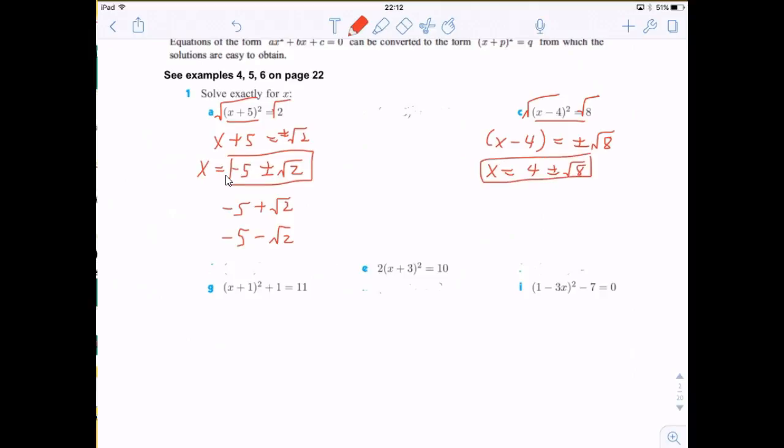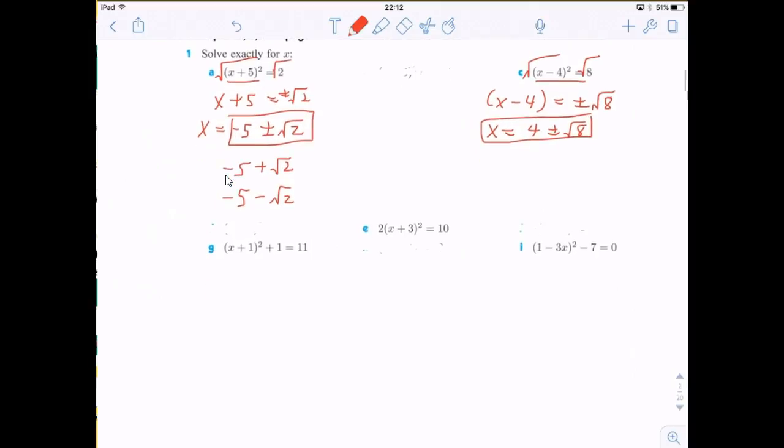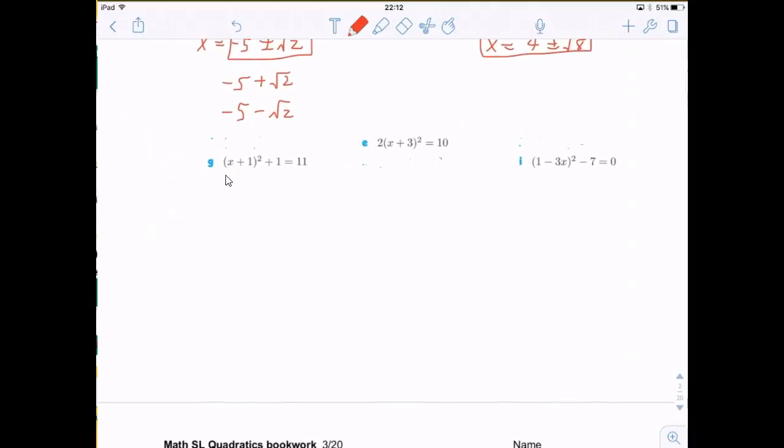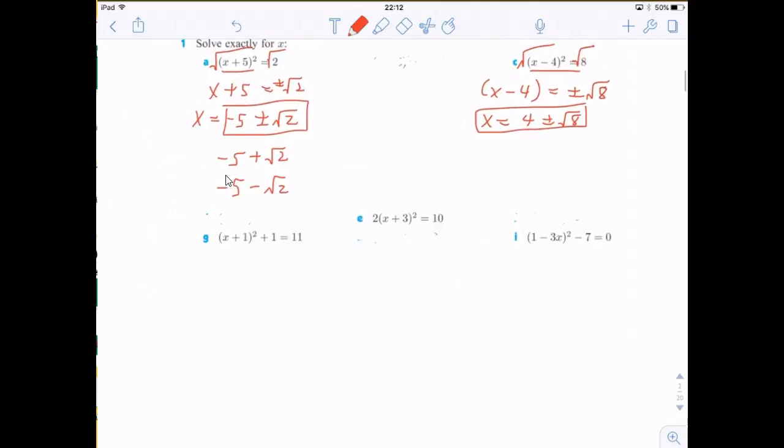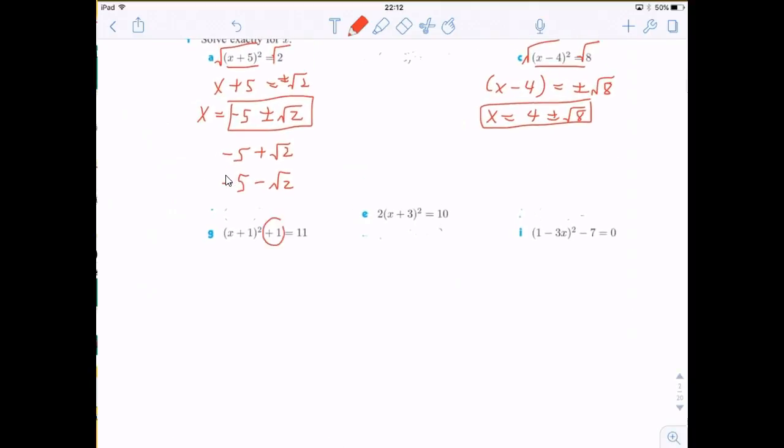Okay? And then you're thinking, wow, I didn't remember completing the square being so easy. Well, it's because they're kind of starting us off with easy ones. Okay? Okay, now these are slightly harder. Okay? Now here, it's almost like it is there. The only problem is this nagging plus 1 here. How do I get rid of that? Well, what if I just subtract 1 from both sides? Then I have x plus 1 squared equals 10.